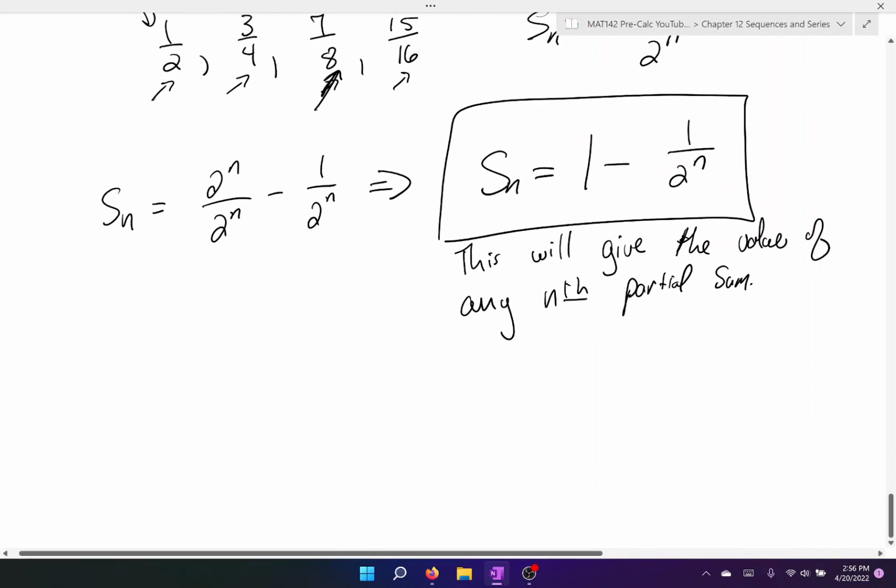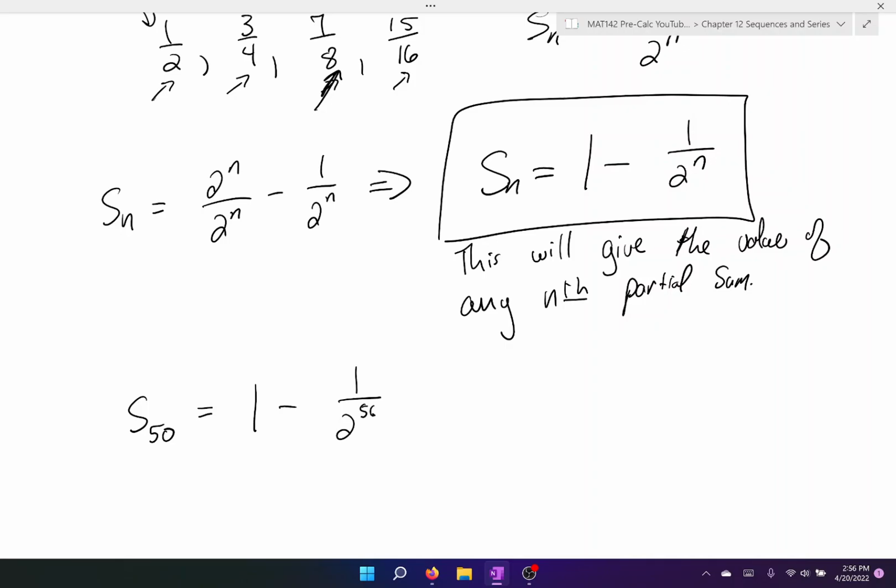So if you wanted to know, okay, if I wanted to keep doing this, what is the 50th partial sum? 1 minus 1 over 2 to the 50th power, which is essentially 1. I'll leave that up to you to do on your calculator.